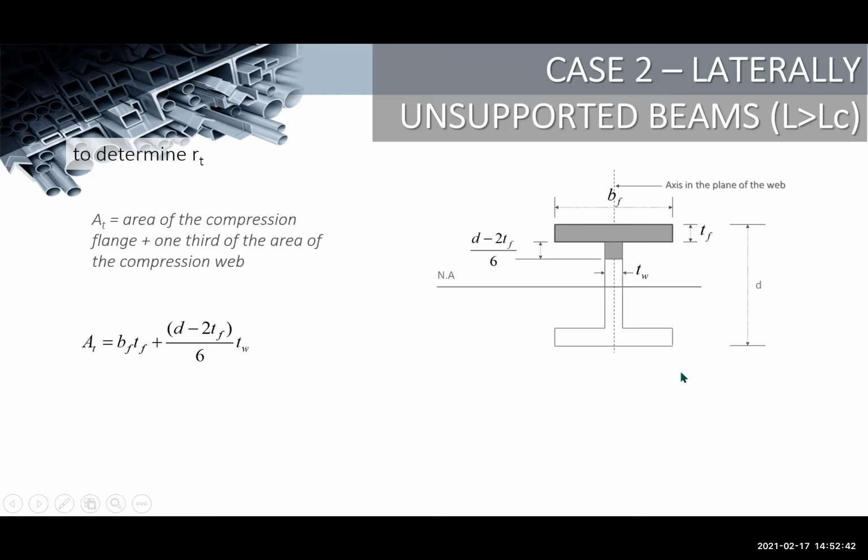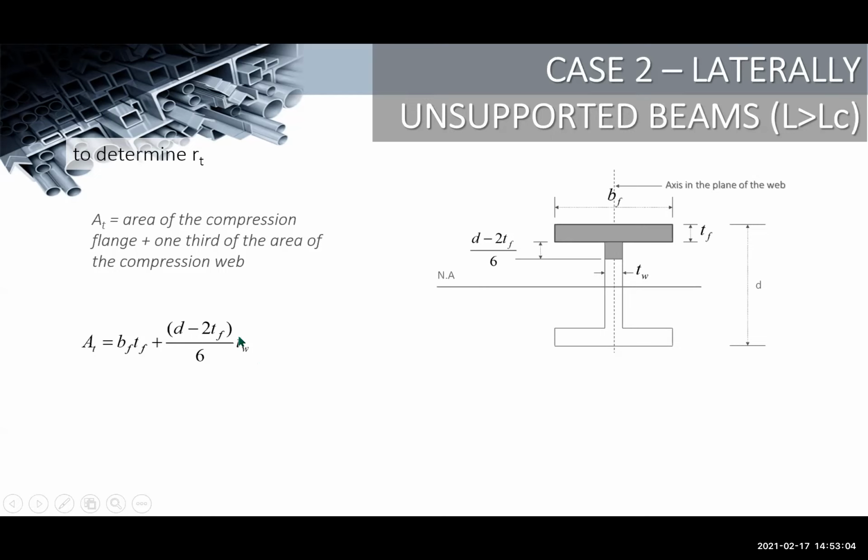Dalawang TF, ang lalabas na resulta is ito. Tama? Total depth minus dalawang TF, ito yung lalabas. Divided by 2 para maging compression flange, compression web part. Divided by 3 kasi 1/3. Kaya ito yung equations na lalabas. So, to get the area nito and area nito.